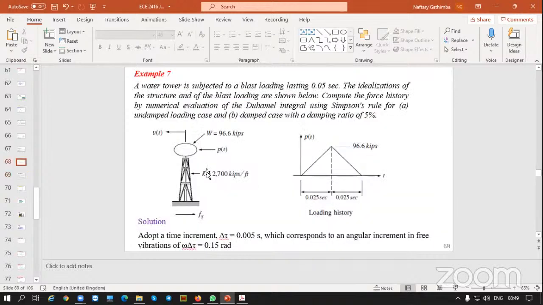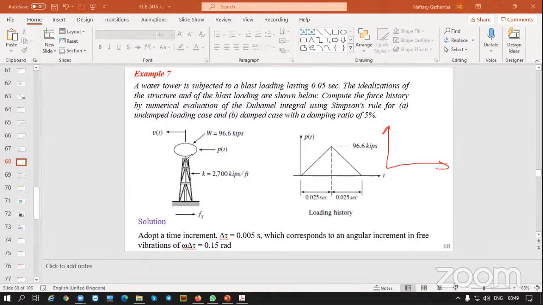So you want to solve to obtain the response. And you are clearly told the response that you have to calculate is force history. Force history, what does that mean? That means that we want to get the behavior of the force. Now this is not displacement.